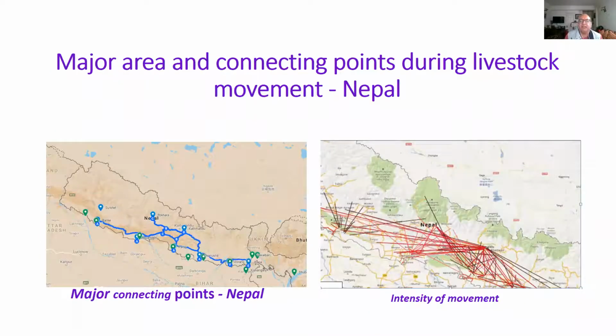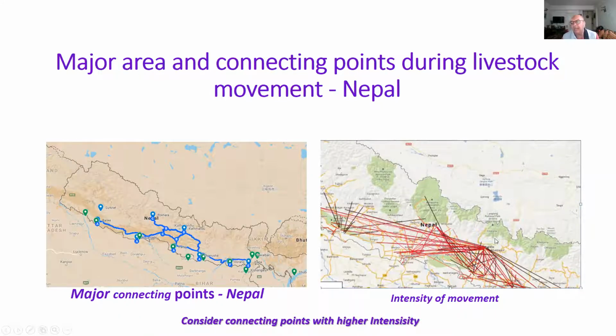And there are some other connecting points, like you can see these connecting points, and you can see the connecting point intensity. How many times have they moved? This is based on some analysis, and these types of maps are developed. Based on these maps, when you see the intensity, consider these connecting points with higher intensity, for example, this is a higher intensity, and your surveillance program for cattle, buffalo, for FMD will be more focused here.